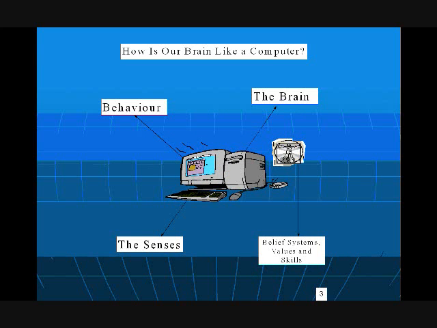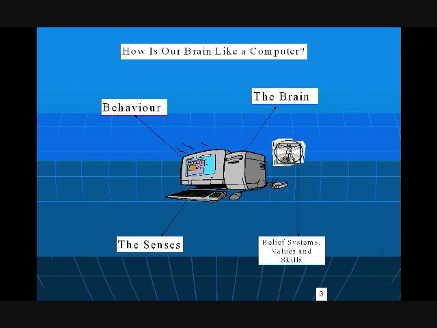So the first thing I like to do whenever I'm talking about something like this is really get a sense of an analogy for our brain. And the analogy I always like to use is, how is our brain like a computer? We're all familiar with computers. Obviously, if you're watching this, you're sitting in front of one. So let's just talk a little bit about this.